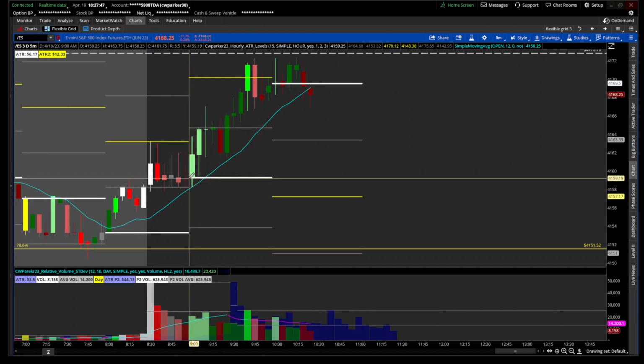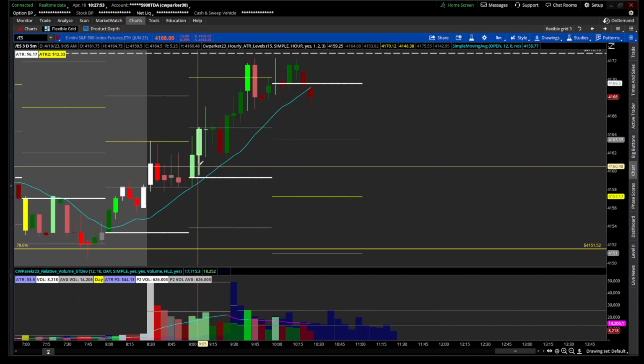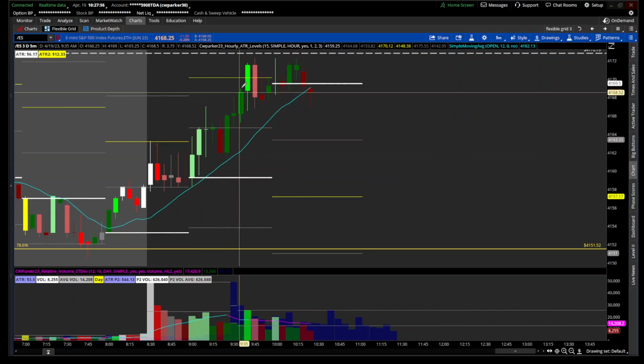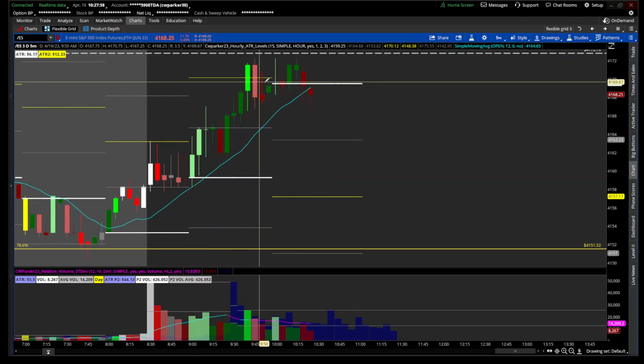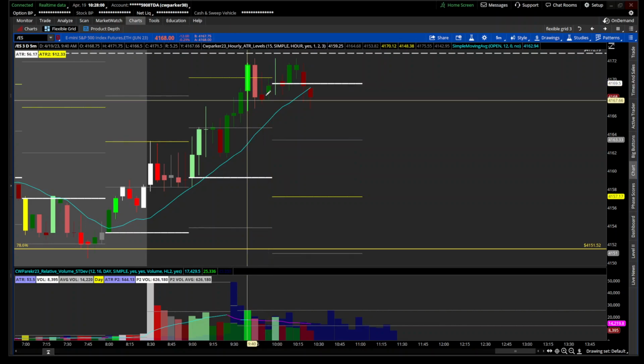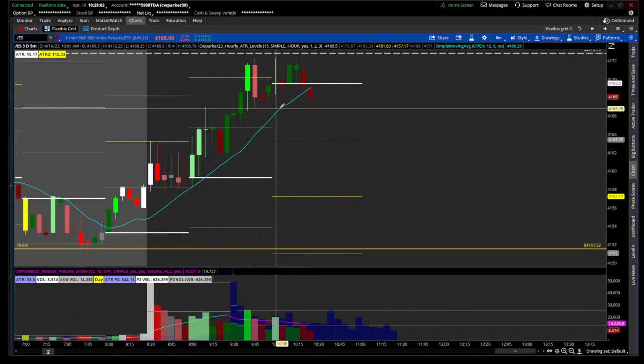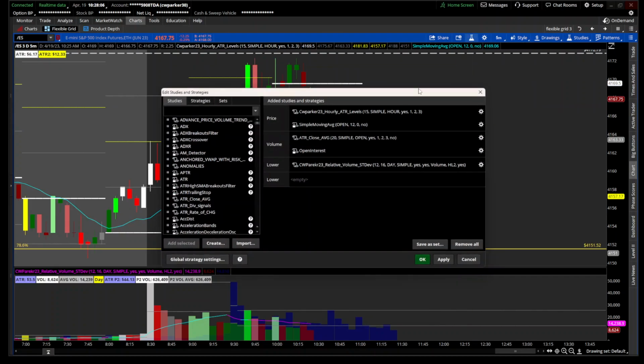This is the next opening candle for this hour. From there, it went up to one times ATR, two times ATR, pulled back, and ranged for the next hour. Right now, it's just ranging. This line right here is just showing you the open average, a simple open average at 12.